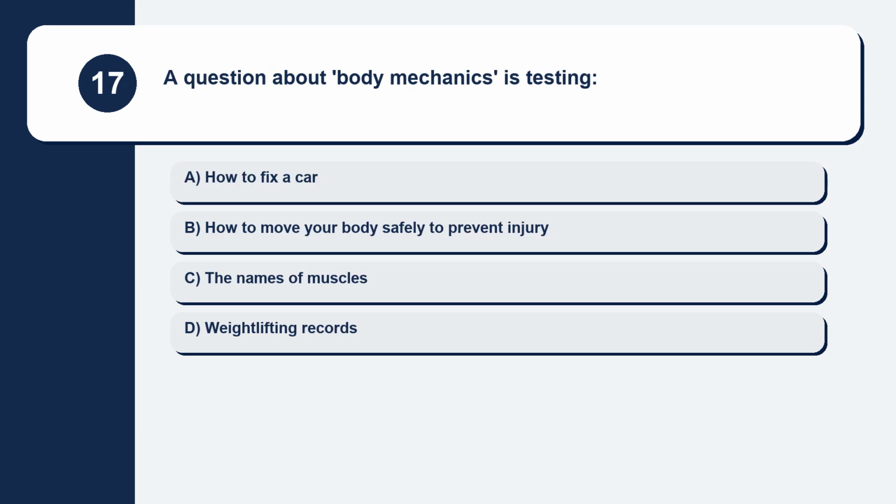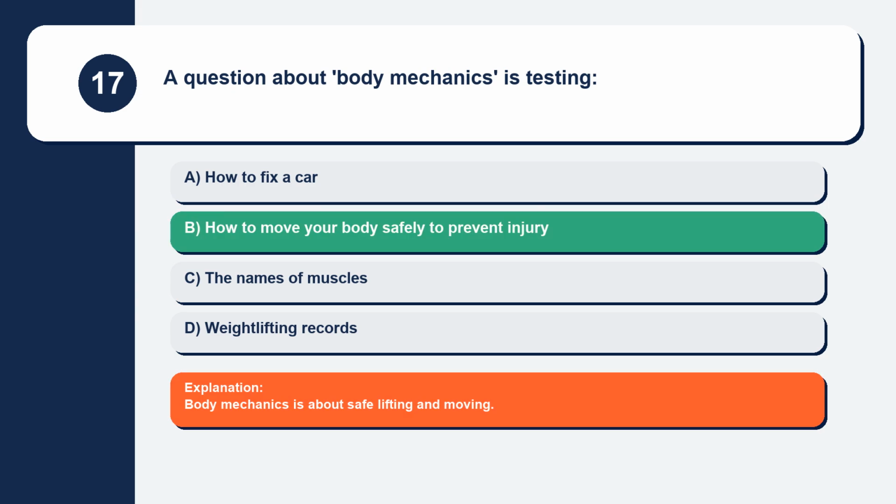Question 17. A question about body mechanics is testing: how to fix a car, how to move your body safely to prevent injury, the names of muscles, weightlifting records. Body mechanics is about safe lifting and moving.